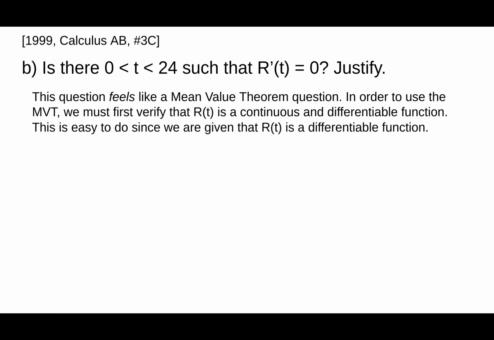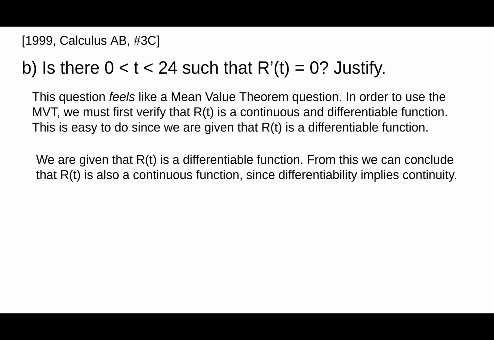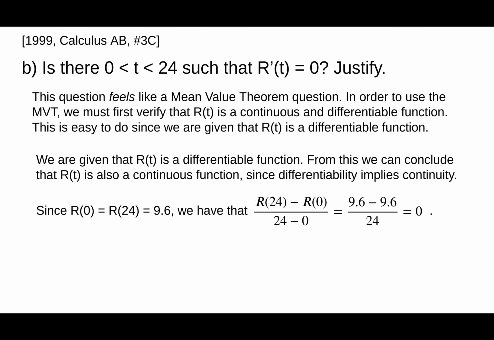This is easy to do. We're given in the given information that r of t is differentiable, and so if r of t is differentiable, it must be continuous. And then from the table, we see that r of 0 and r of 24 are both 9.6. So if we find the average rate of change between 24 and 0, we get r of 24 minus r of 0 over 24. But 9.6 minus 9.6 will just get us 0 again.